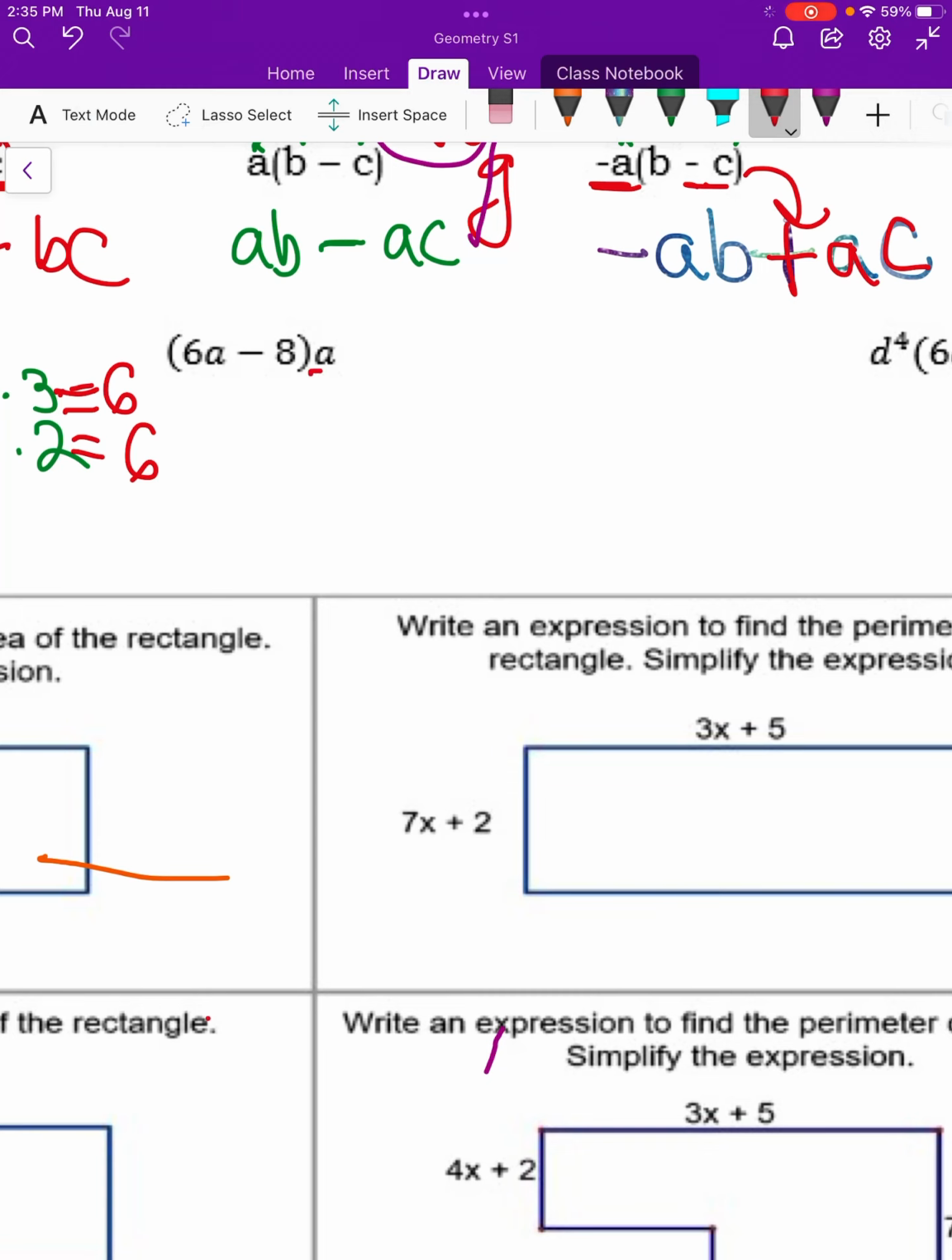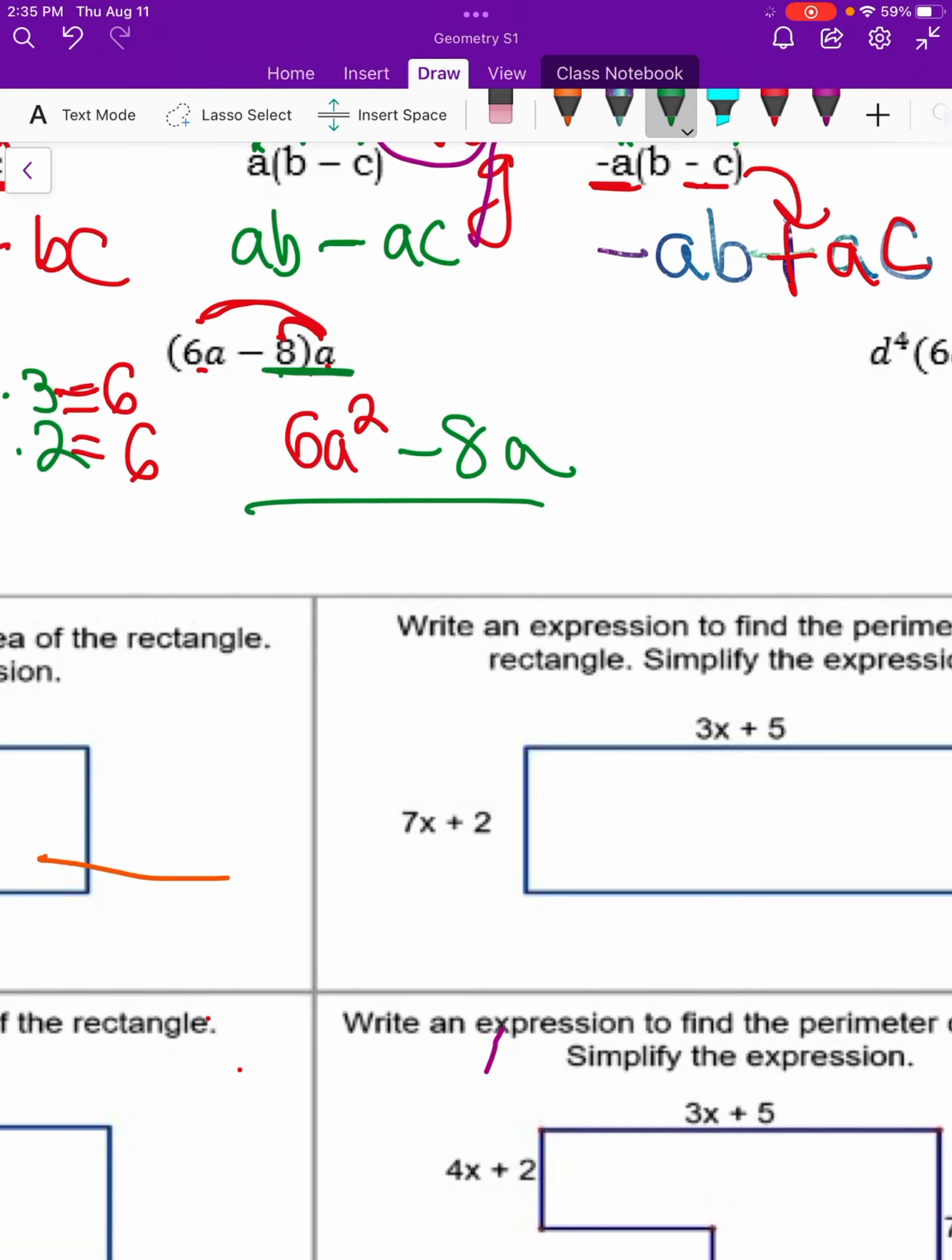Last one on this, A is attached, so I need to multiply the A to both. I make those, I call it the double rainbow, so then I multiply it to both of these. 6A times A, how many A's do I have? I have 2. And I'm gonna do minus 8A, and I'm gonna put them together, okay?